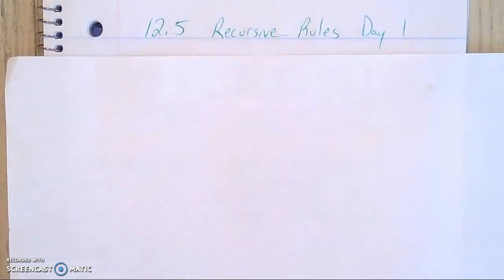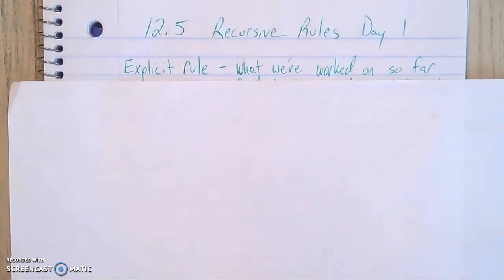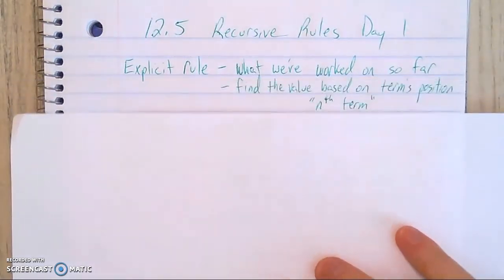Alright, welcome back everyone. Today we're starting 12.5 with recursive rules, day 1. So we're actually going to start this new section by taking a look back at what we've done so far and giving a new name to it. Everything we've worked on so far in chapter 12 with sequences and series, we've been using what are called explicit rules.